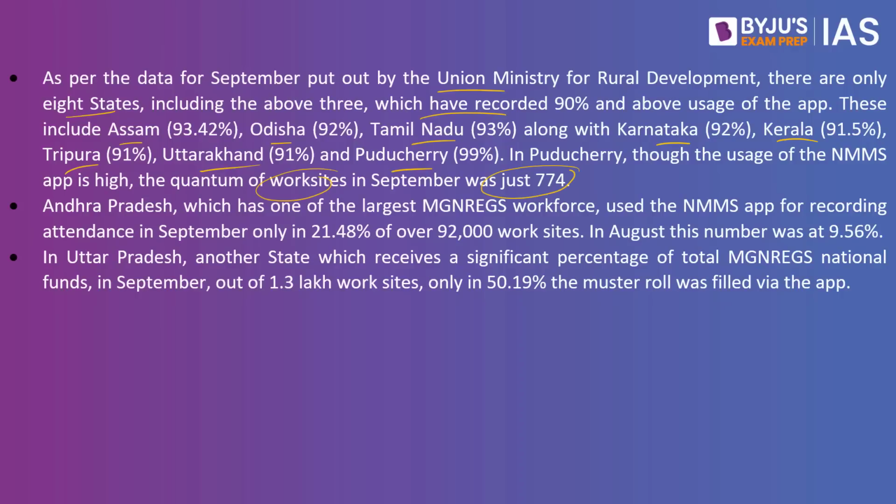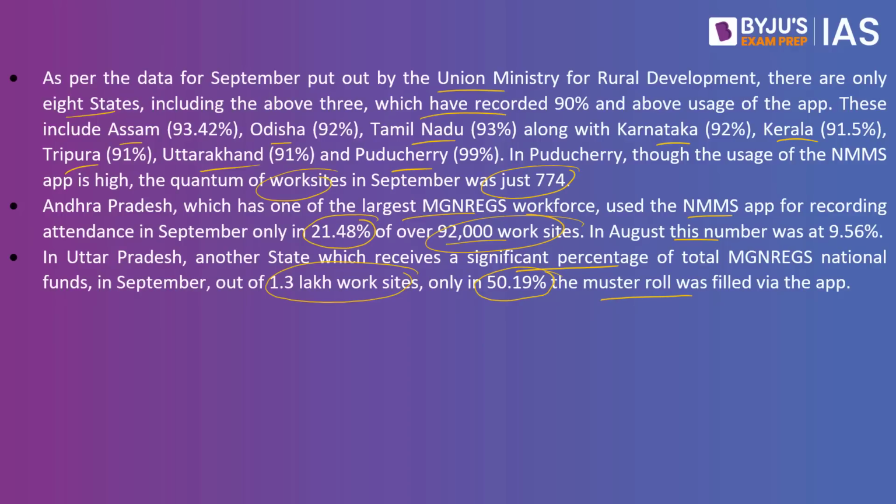Andhra Pradesh, which has one of the largest MGNREGA workers, used the NMMS app for recording attendance in September only in 21.48% over 92,000 worksites. In August, this number was at 9.56%. In Uttar Pradesh, another state which receives a significant percentage of total MGNREGA national funds, in September, out of 1.3 lakh worksites, only 50.19% of the muster roll was filled via the application. Now the question is, why are they not using this application?